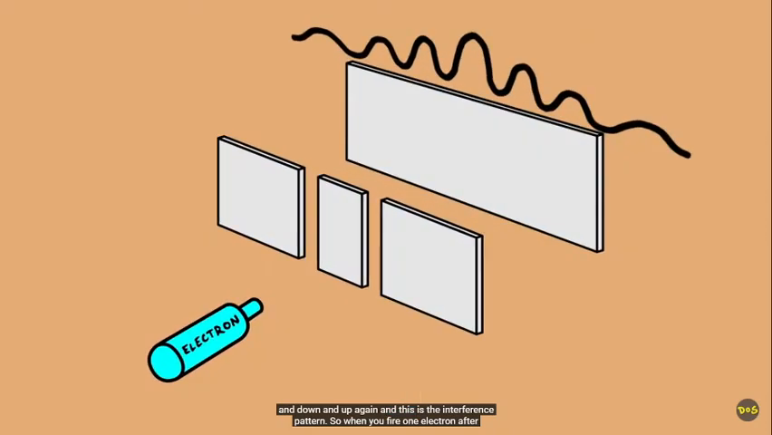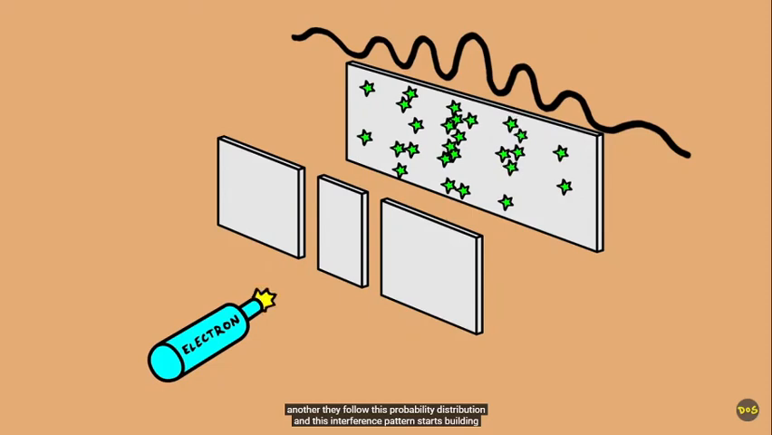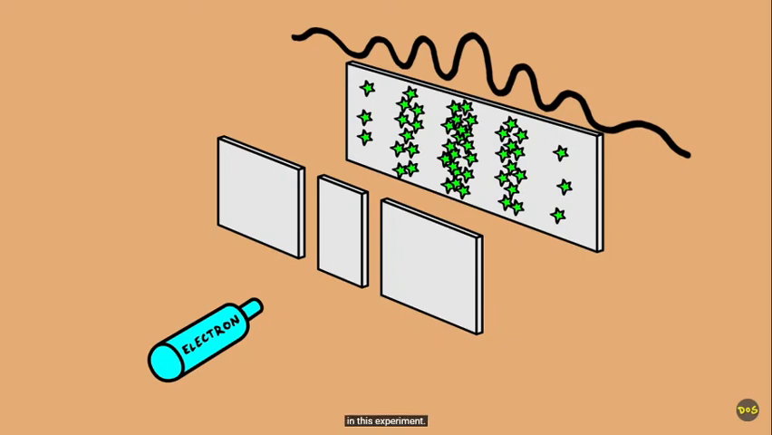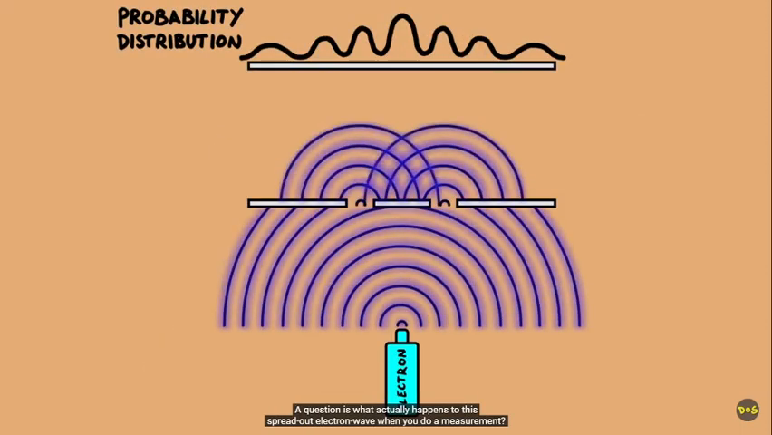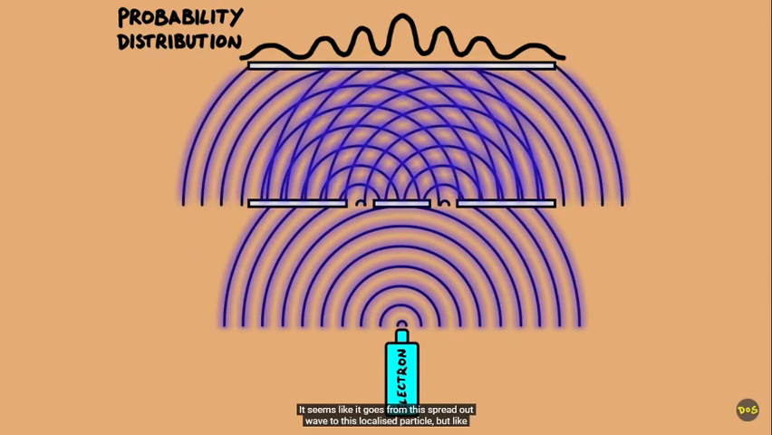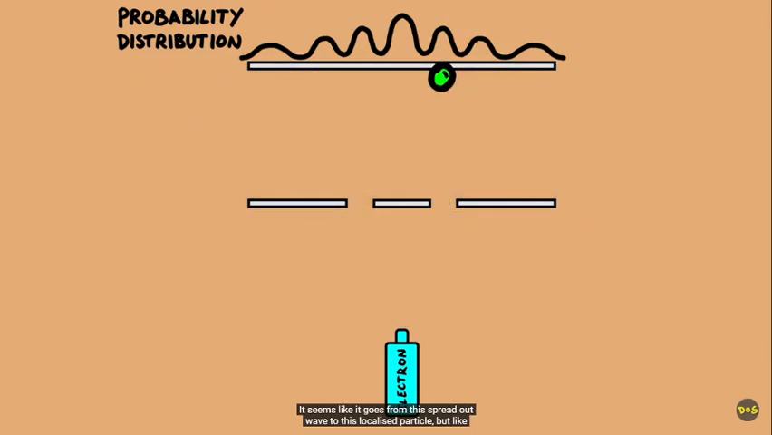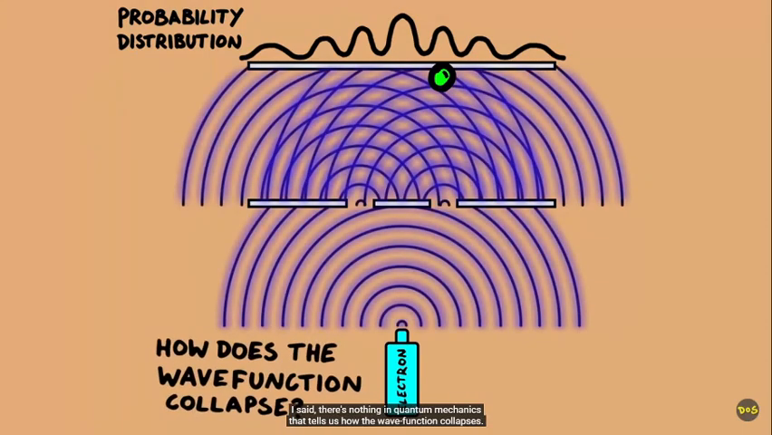So when you fire one electron after another, they follow this probability distribution, and this interference pattern starts building up, and that's exactly what we see in experiments. So this shows that electrons behave like waves in this experiment. The question is, what actually happens to this spread out electron wave when you do a measurement? It seems like it goes from this spread out wave to this localized particle. But like I said, there's nothing in quantum mechanics that tells us how the wave function collapses.